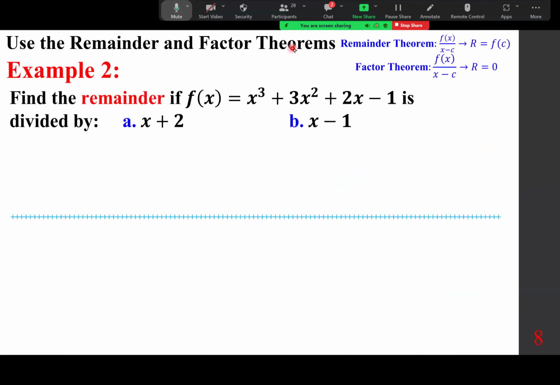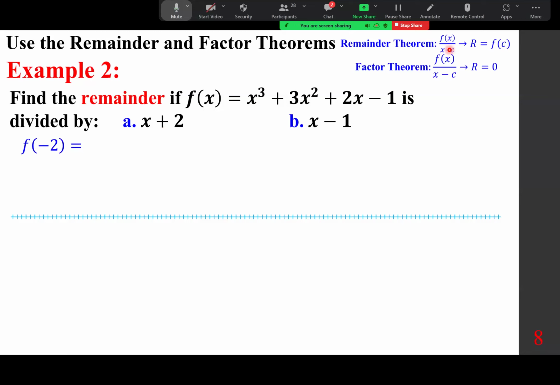Use the remainder and factor theorem there. Find the remainder if f of x is x cubed plus 3x squared plus 2x minus 1, if this is divided by x plus 2, x minus 1. Let's start with this one. According to the remainder theorem, if you're dividing by x minus c, you have to evaluate f of c. So if I'm dividing by x plus 2, I have to evaluate f of negative 2. So be careful with that, okay?